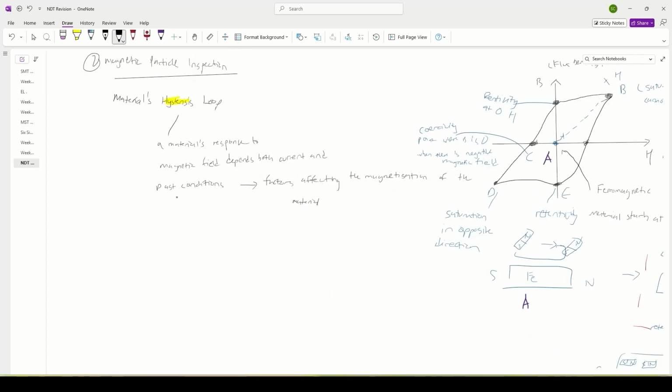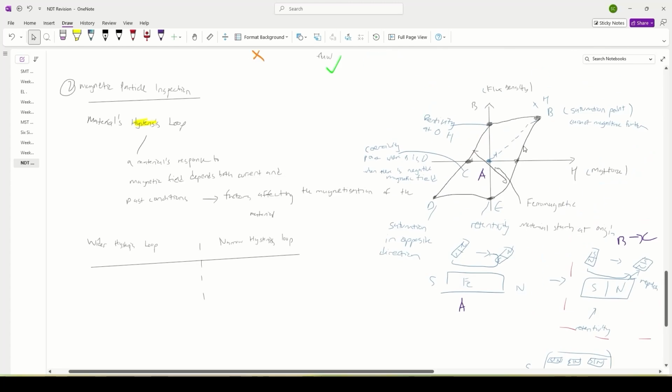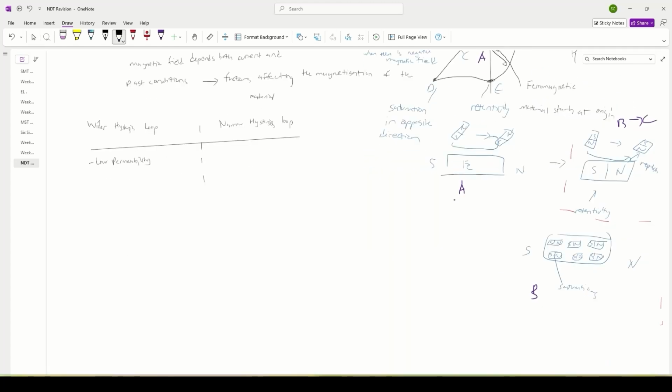If the hysteresis loop is wider, so the area between this is wider, you have different factors that affect magnetic particle testing. A wider hysteresis loop means that your retentivity is higher, so its ability to penetrate through the material is lower. Think of it as we draw a very narrow S-curve, very narrow. So this is our hysteresis loop, super duper narrow, versus a thick hysteresis loop.